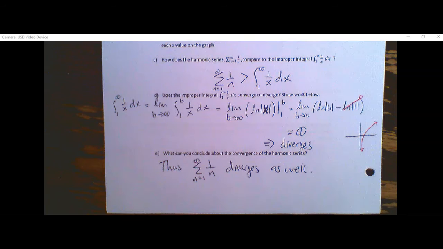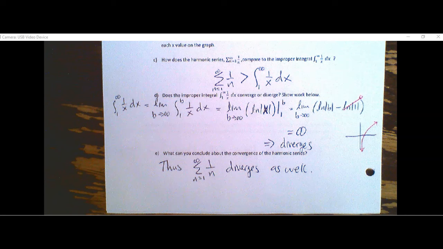So this is how the integral test works. We compare the series to its corresponding improper integral, and then depending on what the integral does, so will the series.